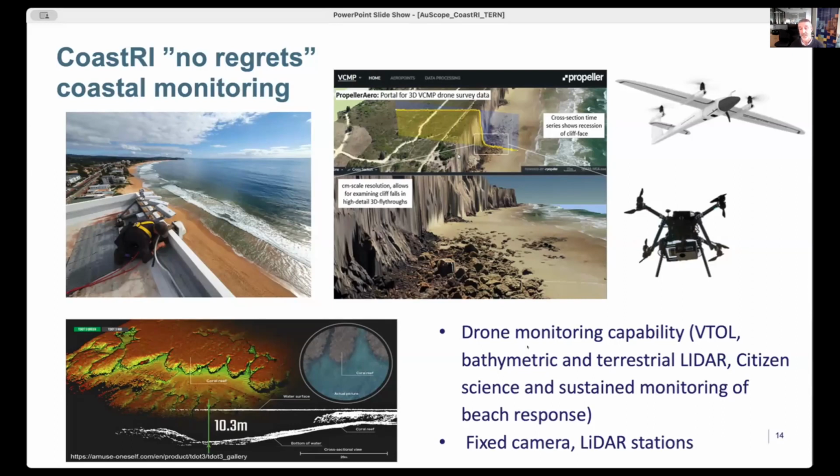And finally, we've also supported some fixed camera and fixed LiDAR stations, which give information about change within a single beach environment. So the image on the top left is Mitch Harley at Narrabeen installing some of these instruments where you can take long-term video footage. You can show change in enormous detail. You can also look at beach use and things. So you can use AI to work out how many people are on the beach at different times, what sort of impacts that has on activity and anthropogenic impact.